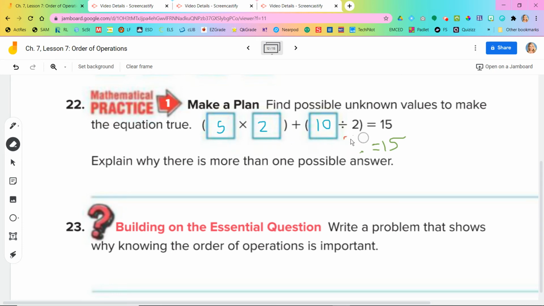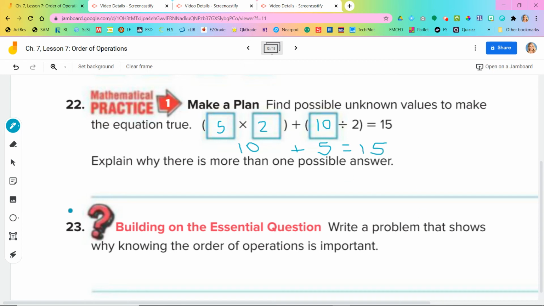I looked at my groups and said, okay, I know that 10 plus 5 will give me 15, and I worked it backwards. So 5 times 2 is 10 here. 10 divided by 2 is 5 here, and whenever I add those together, equals 15.